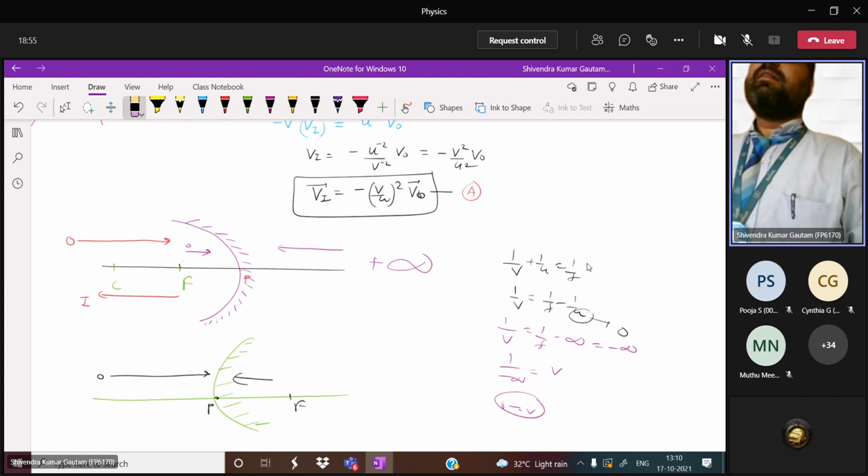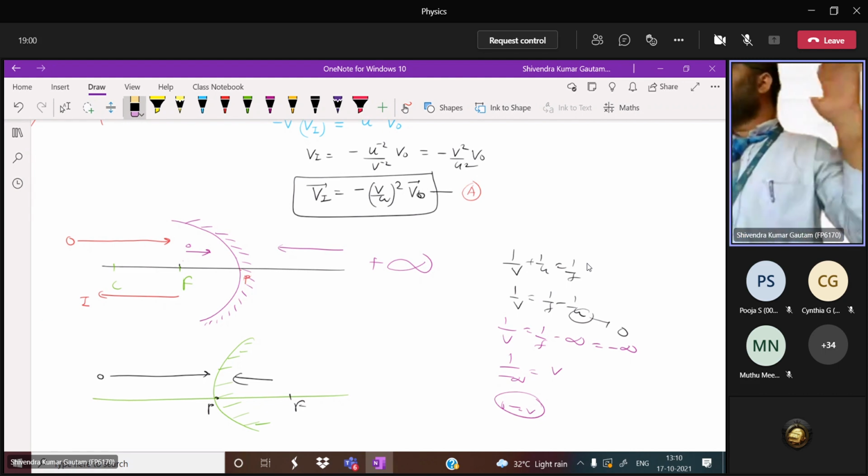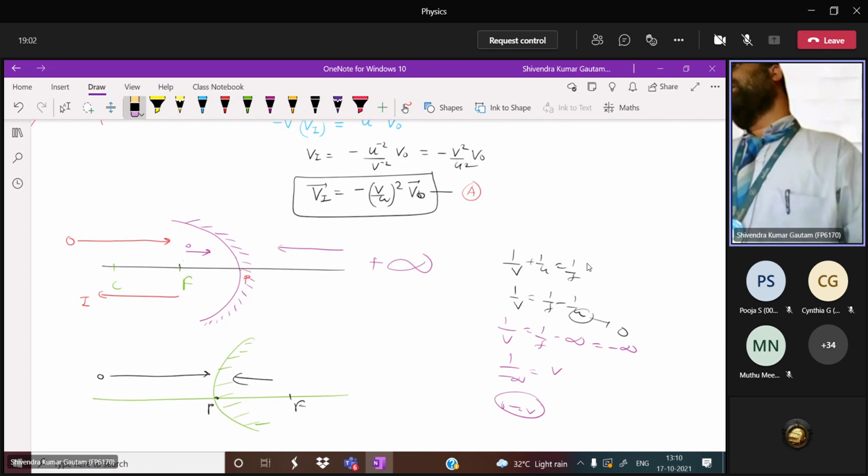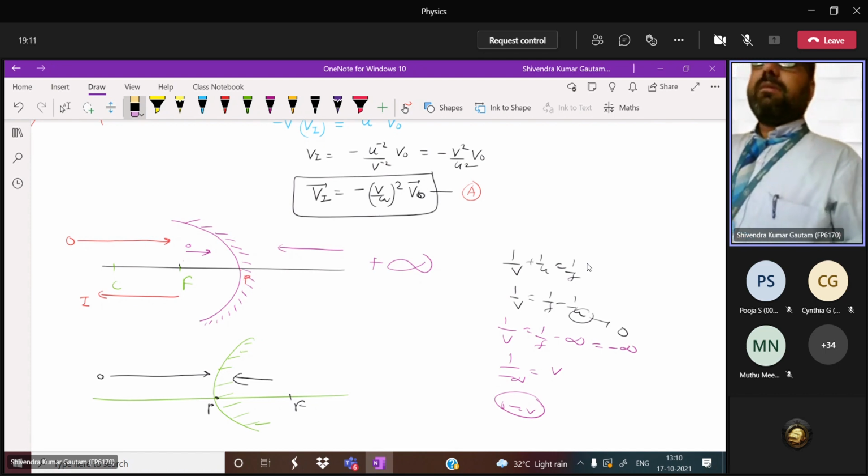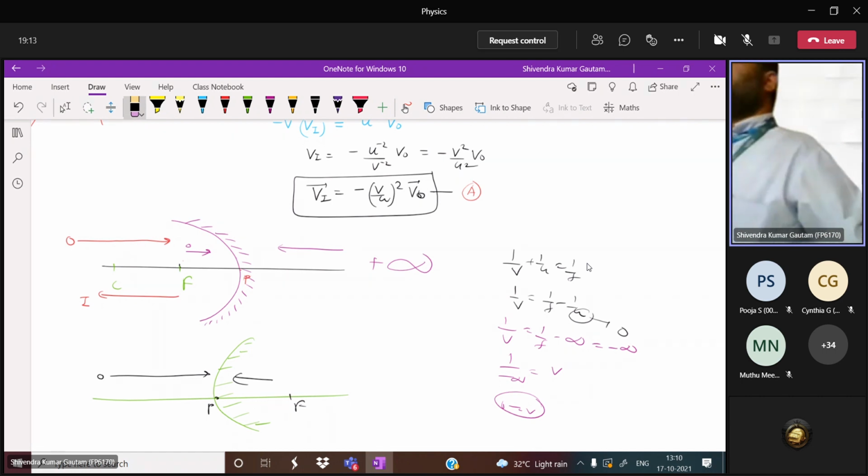Now it depends whether a real image or a virtual image is there, and whether the image and object are only on the right side or only on the left side. Is this clear to everybody? Whether you see a plane mirror or a curved mirror, the minus sign comes in both. The minus implies that the direction of object and image velocity is opposite.